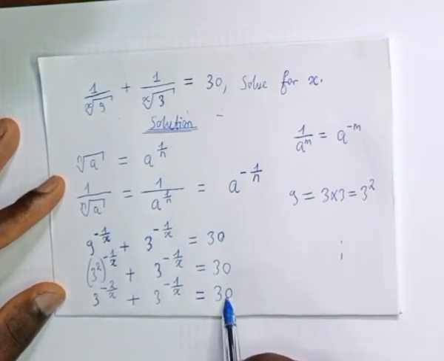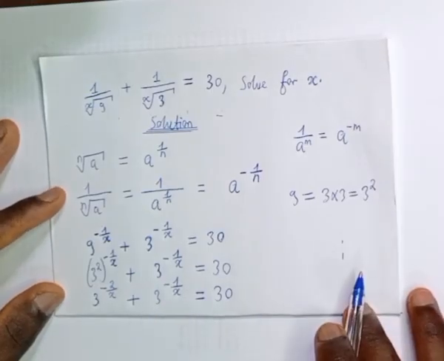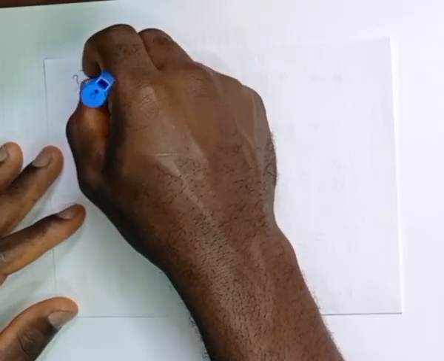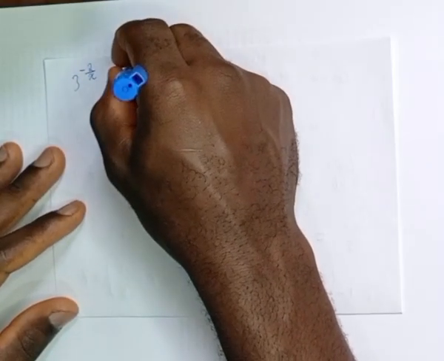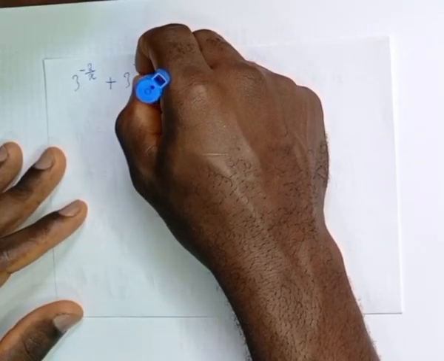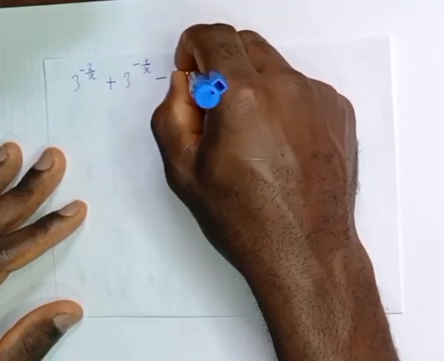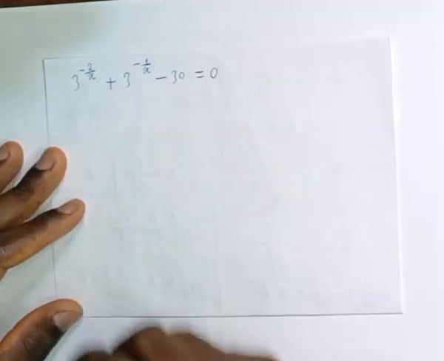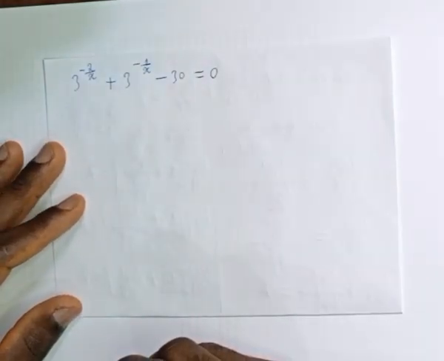Next step, we are going to transfer 30 to the left hand side. This will give us 3 raised to the power negative 2 over x plus 3 raised to the power negative 1 over x minus 30 is equal to 0. When 30 crosses to the left, it becomes negative.